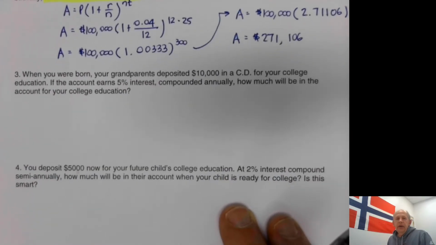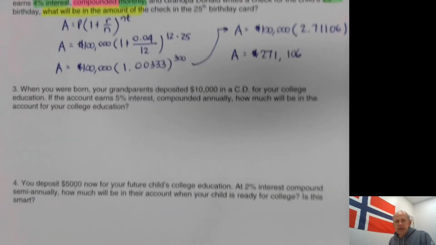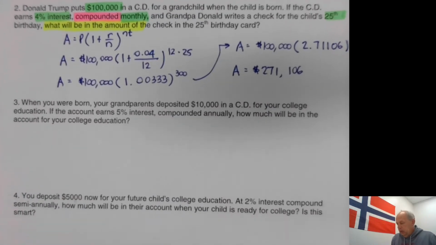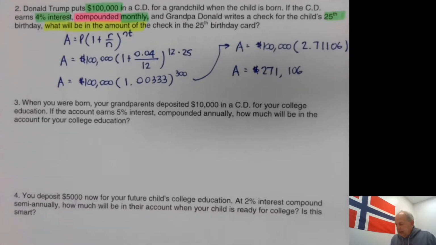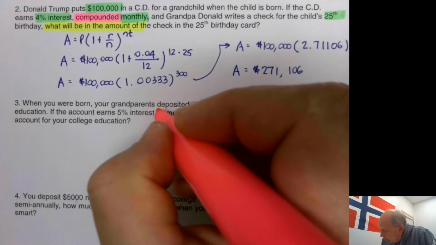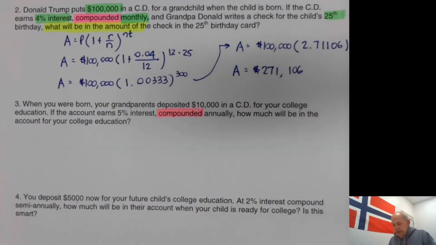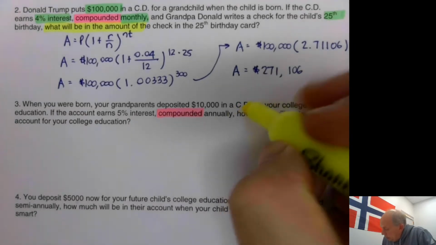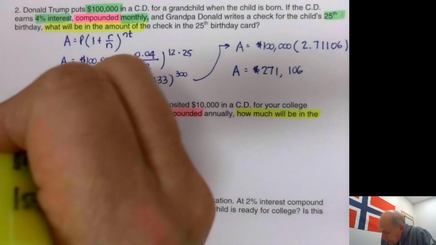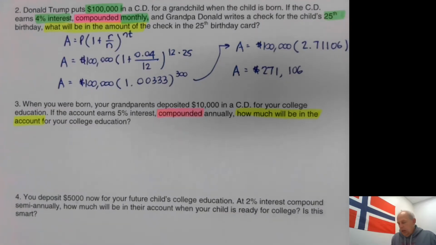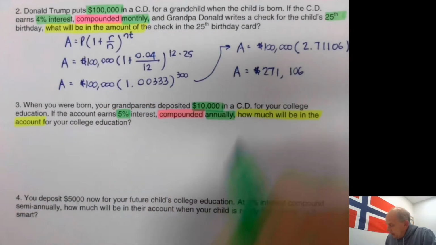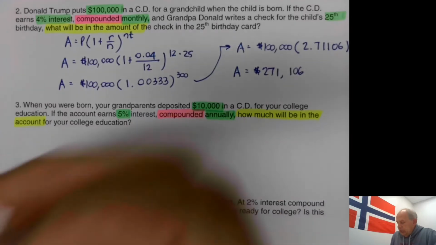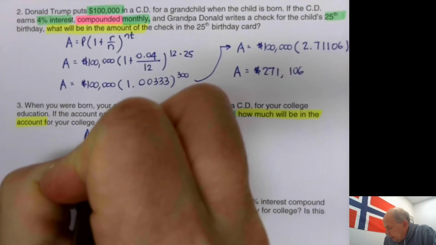Let's ramp this down a little bit and do the same problem, except this time for number 3. Let's say when you were born, your grandparents deposited $10,000 in an account for your college education. I see the word compounded. I want to figure out how much will be in the account for your college education under these conditions. So there's $10,000, 5%, and it's compounded annually. So I'm going to go back to this formula.